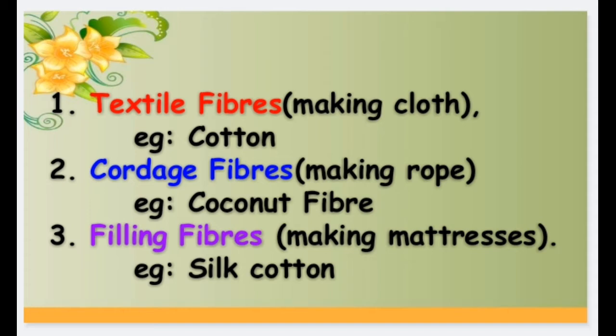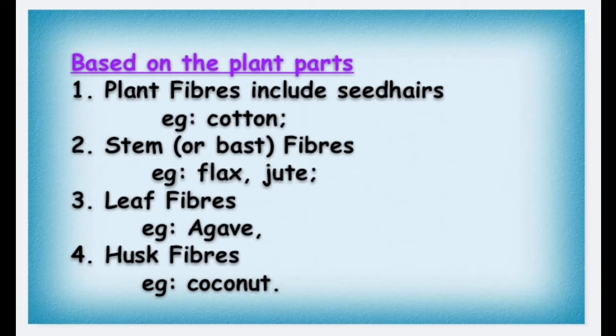Example, cotton. Second one, cordage fibers. Cordage fibers are for making rope. Example, coconut fiber. The third one, filling fibers. Filling fibers are for making mattresses. Example, silk cotton. Next, based on the plant parts.